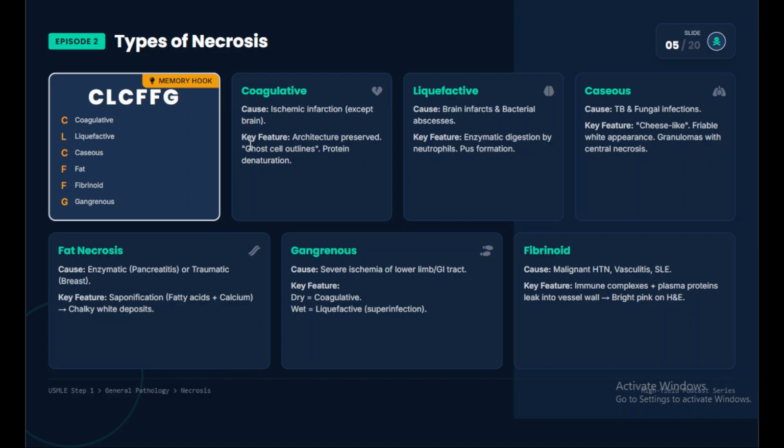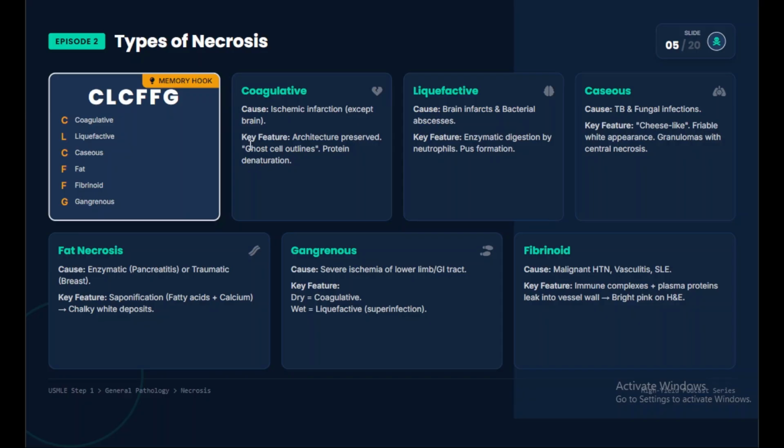Now the second cause is traumatic fat necrosis. Trauma damages the adipose tissue, leading to similar fat breakdown and inflammation. Saponification happens in the breast trauma, or in acute pancreatitis. So in both cases there is saponification. Fat necrosis is simply about saponification.